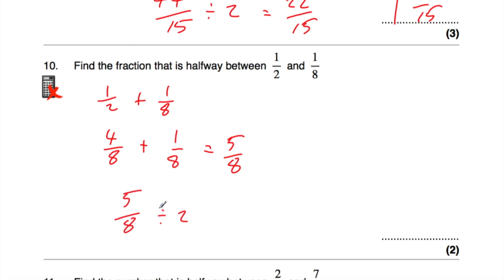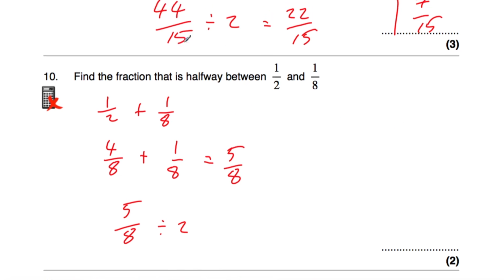Now this question is a bit different than the ones we've done so far, because in all of the questions so far we've had an even number on the numerator and we've just been able to half it. So if we look back at our last question, we had 44/15 and we divided by 2, so that was 22/15. But in this case we've got 5 and we're not going to half that to get 2.5 and so on. But I just want to show you something.